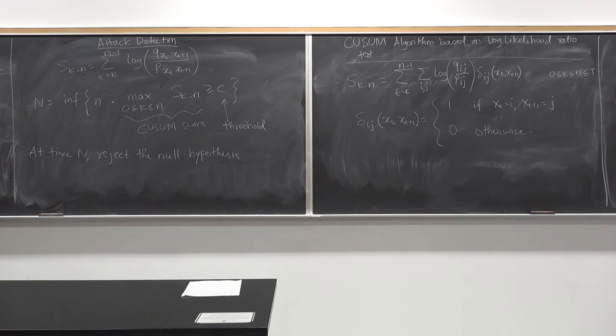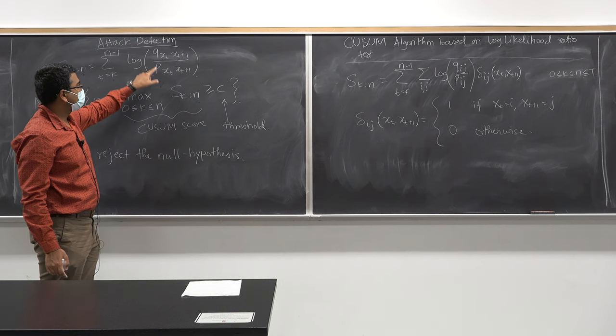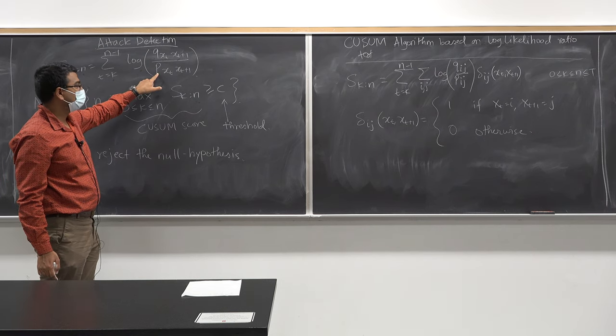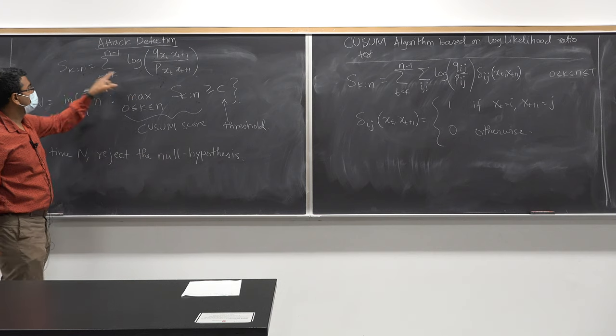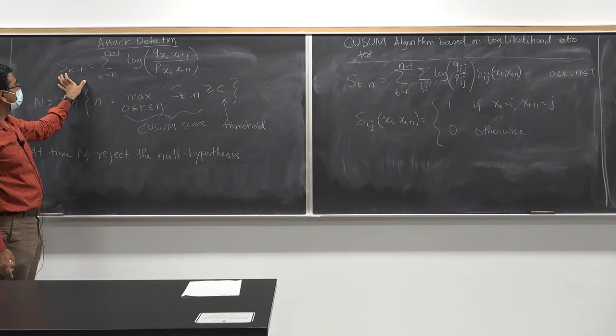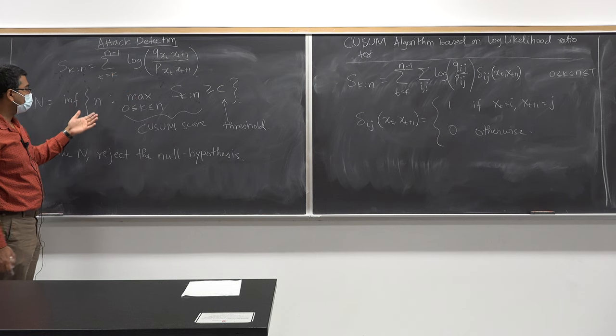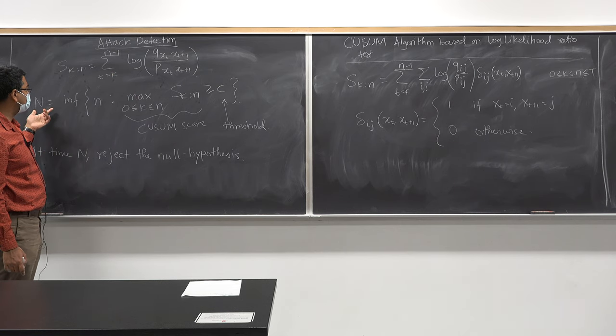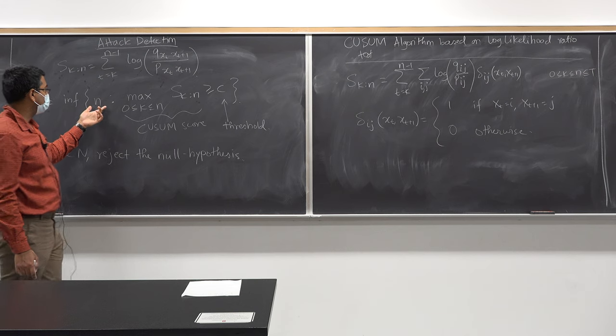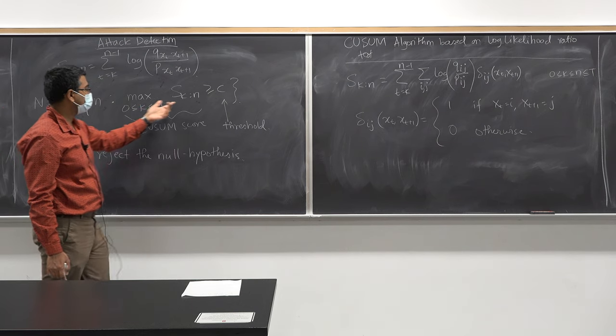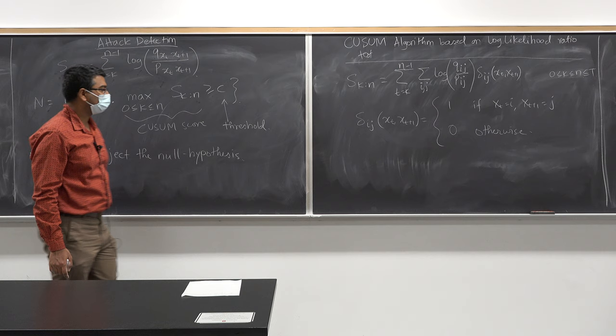So this is the way to detect whether an attack is happening or not. You need to have the attack model. You need to know how the system is going to behave under the attack. Once you know that, you will know the transition probability for the attack case and for the pre-attack case. You can compute this score, which is a summation of log likelihood, and then you pick the time n, the minimum n, such that the max of this sum is greater than or equal to a threshold.